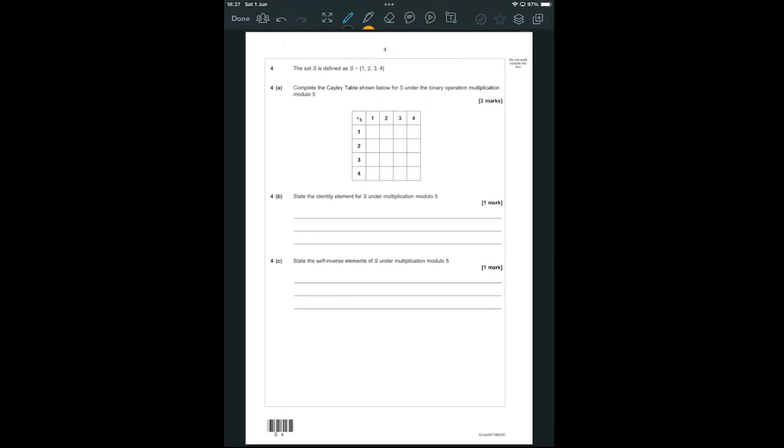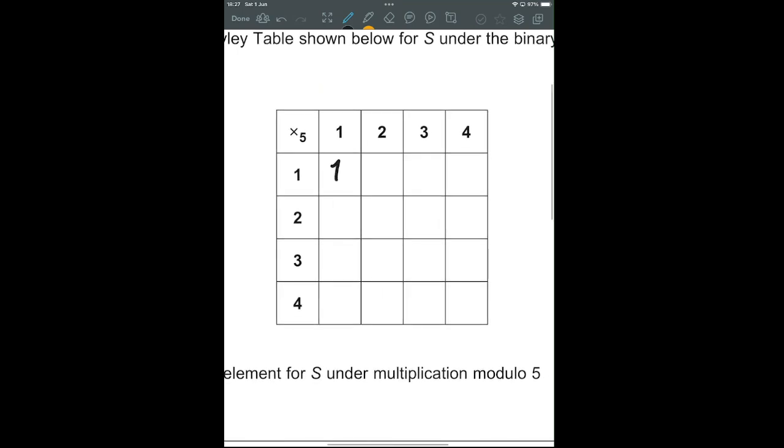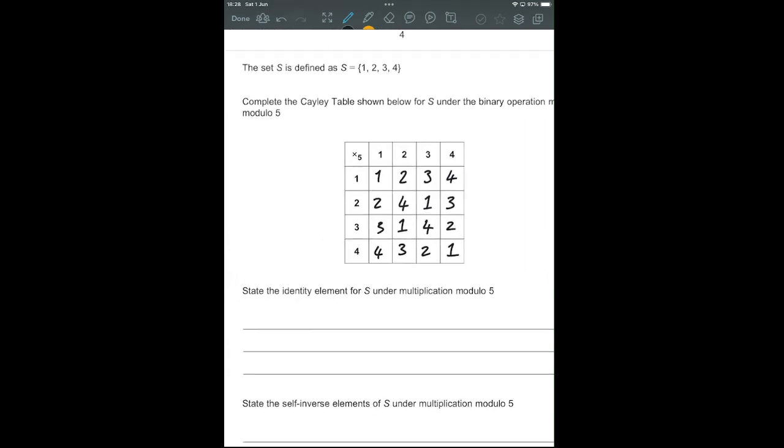We have our Cayley table, now multiplication modulo 5. Mod 5 multiplication was the remainder when you divide by 5. So 1 times 1 is 1, 1 times 2, 1 times 3. Those ones are all fairly simple. 2 times 2 is 4, 2 times 3 is 6, which leaves a remainder of 1. 2 times 4 is 8, remainder of 3. It is symmetric, so we can cheat a little bit. 3 times 3 is 9, remainder of 4. 3 times 4 is 12, remainder of 2. And 4 times 4 is 16, remainder of 1.